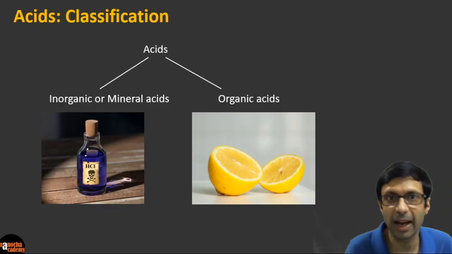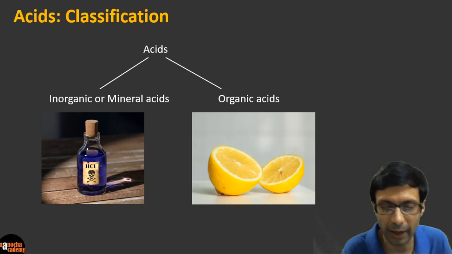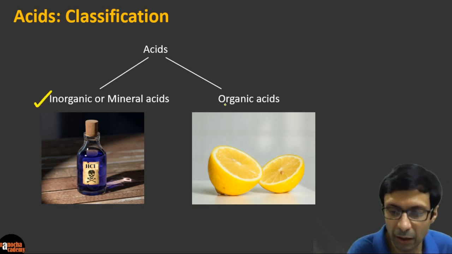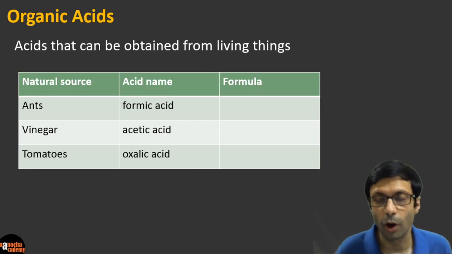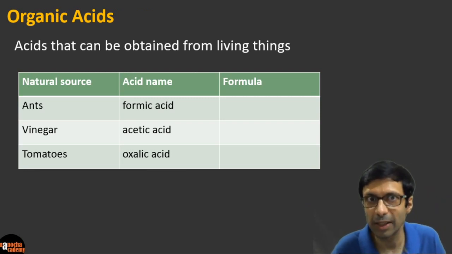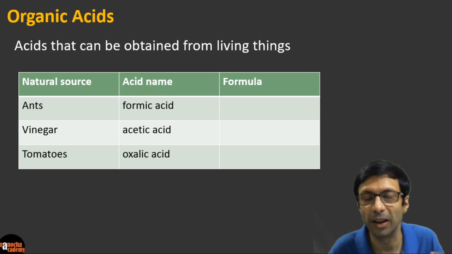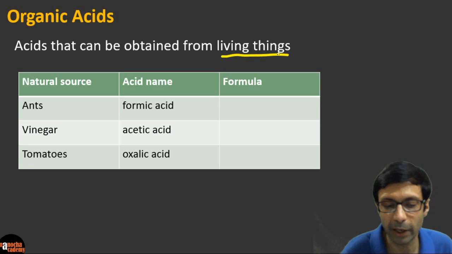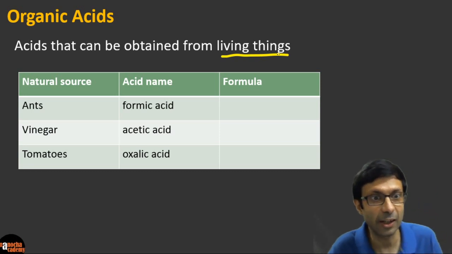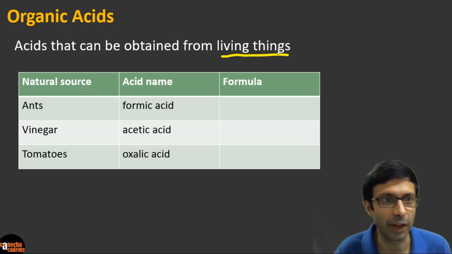And remember, we said acids can be divided into mineral or inorganic and organic. So we talked about the first category. Now let's look at organic acids. Organic acids are called organic because, as you can tell from the name, these are obtained from living things. Again, as I told you, it's a rough classification.